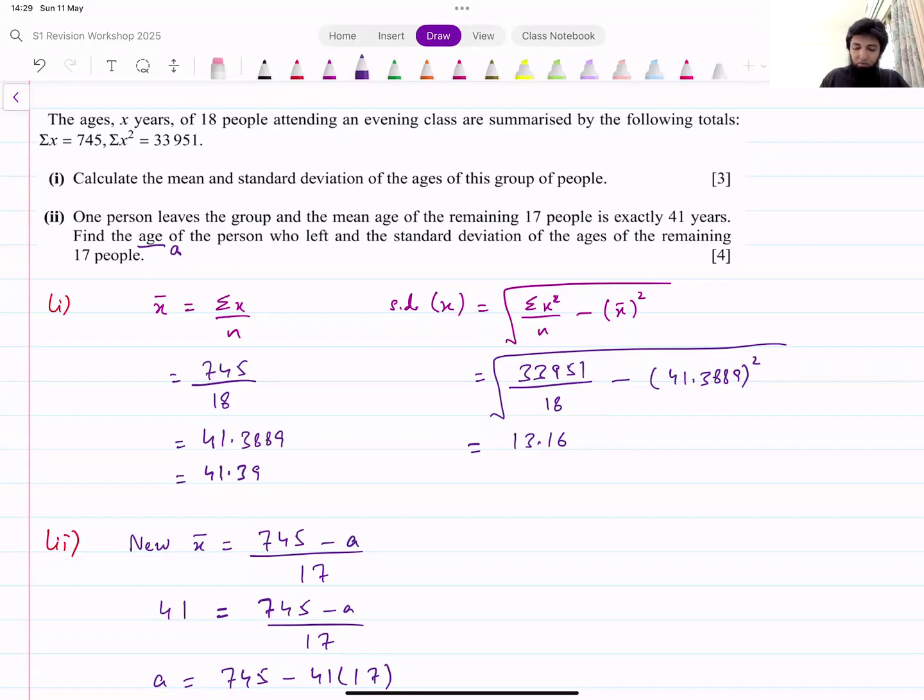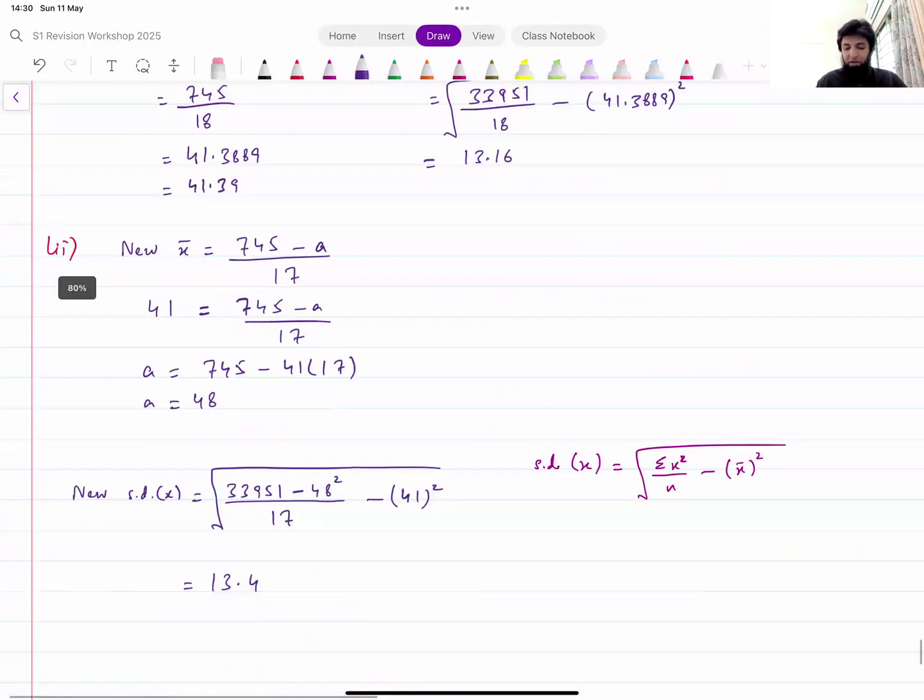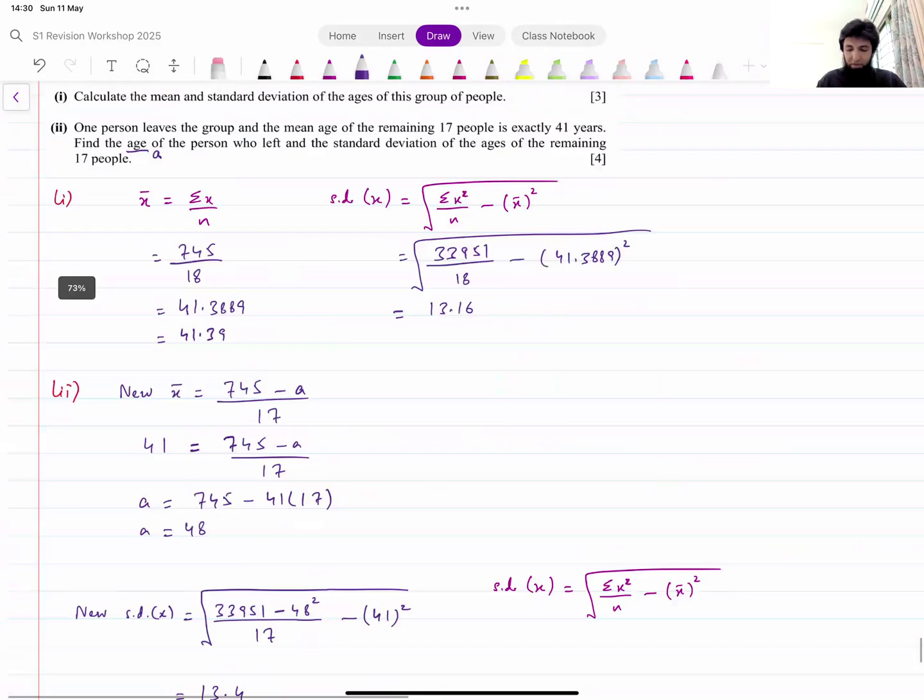They're saying that the new mean is now 41. Now, what was the sum of values earlier? 745. If one person has left, let's call the age of that person A. What's the sum of values now? 745 minus A, right? Divided by the number of values. It was 18 people earlier, now it's 17 people. Divided by 17, that should equal 41. And that should give you the value for A. Once you have that, you can find the standard deviation for that new data. That's not that complicated after that.